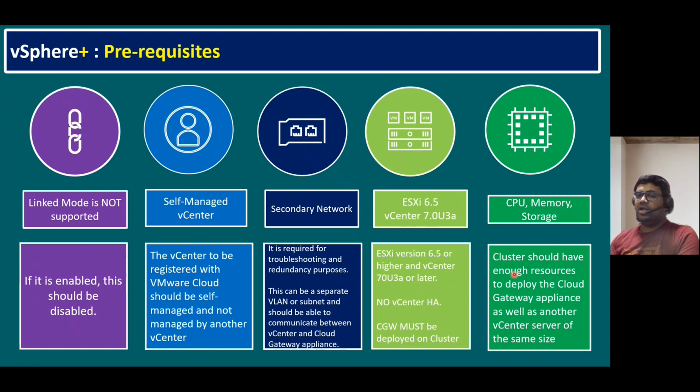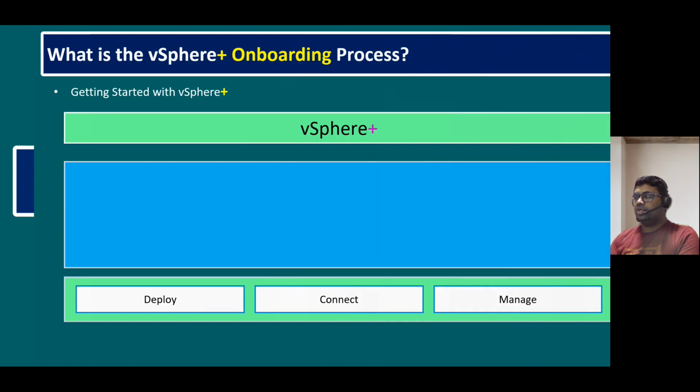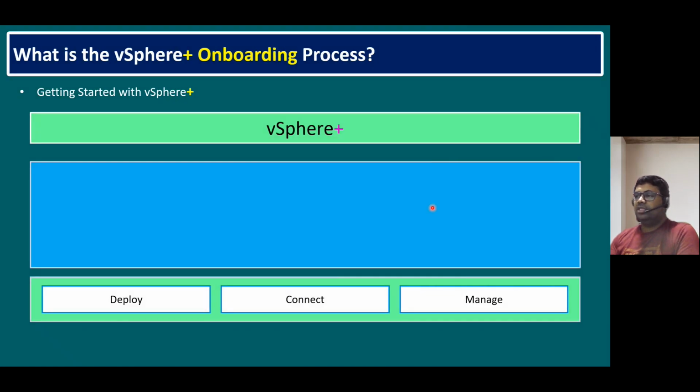So let's understand what is the process for vSphere Plus onboarding in our organization. So here is the onboarding process. The main onboarding process is within 3 steps. The first one is deploy. That means we have to deploy the Cloud Gateway Appliance, same like how we deploy the vCenter Server Appliance in our ESXi environment. Same way, we have to deploy another appliance, that is the Cloud Gateway Appliance.